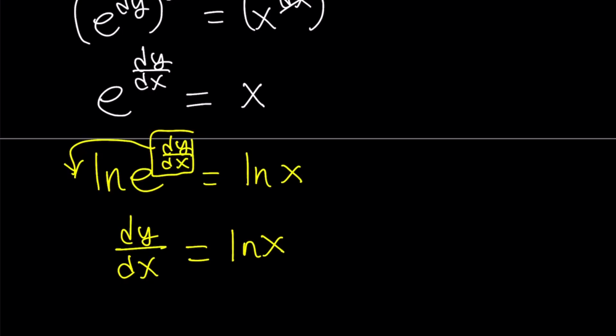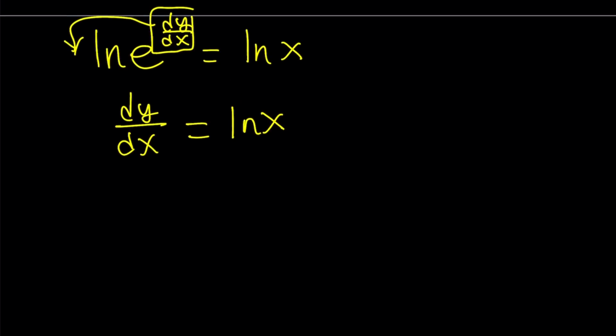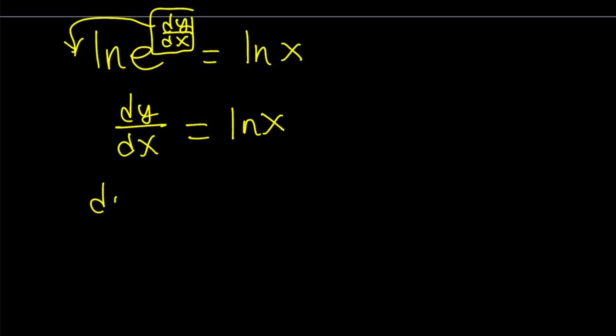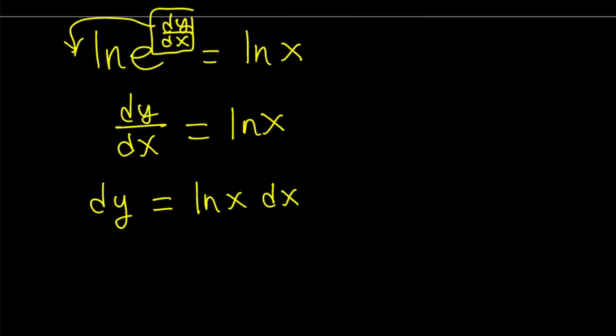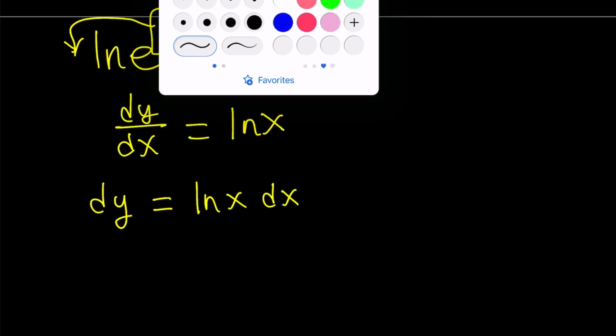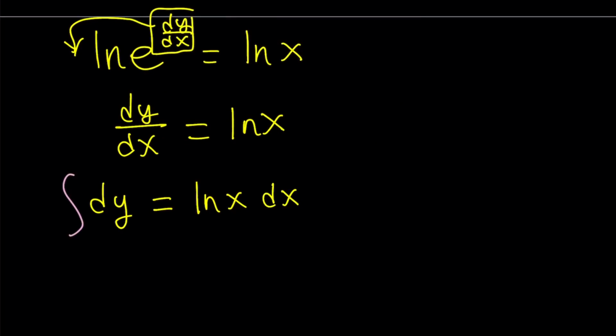So here's what I want you to think about. Is there a function whose derivative is ln x? Interesting. Let's go ahead and find out. I would multiply both sides by dx to get my d, because in integration, you don't want to have dy over dx, but you want to have d something. So dy can be written as ln x dx. Now at this point, I would like to integrate both sides, and let's see what we get from here.